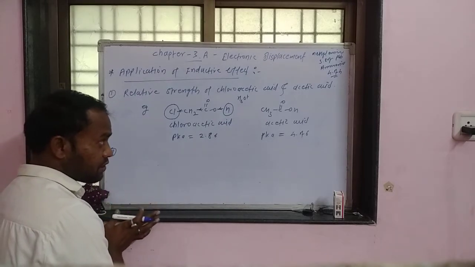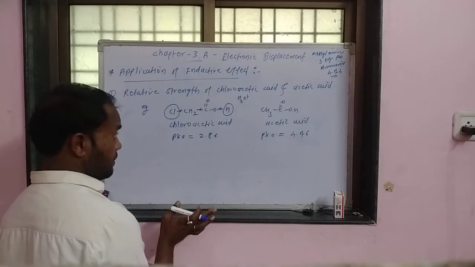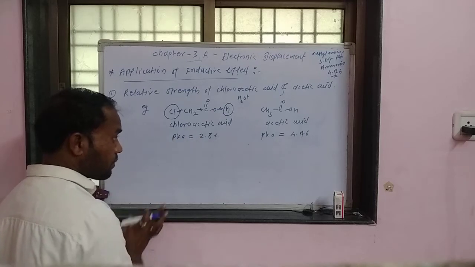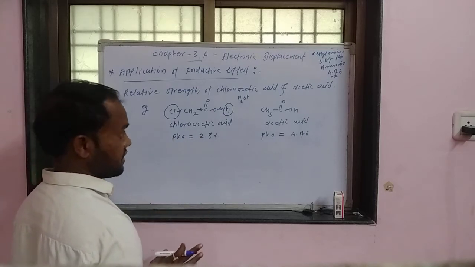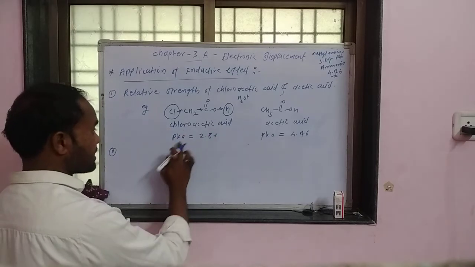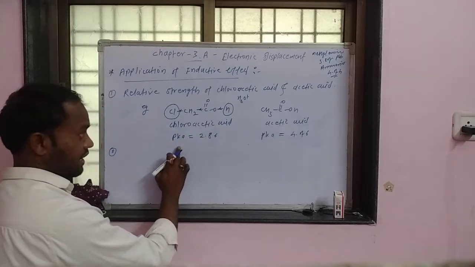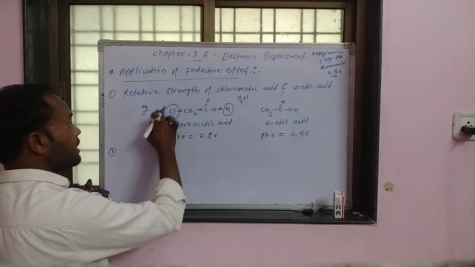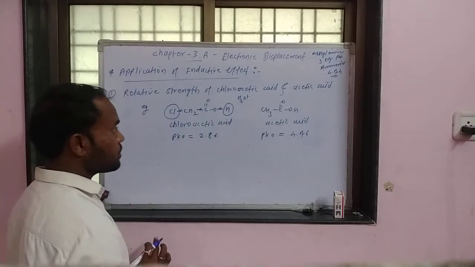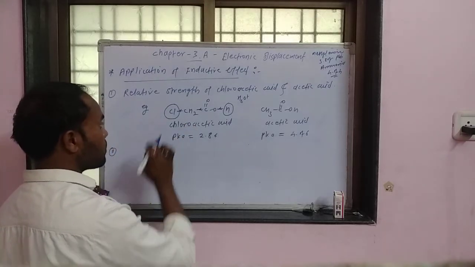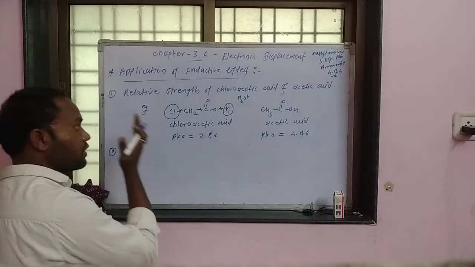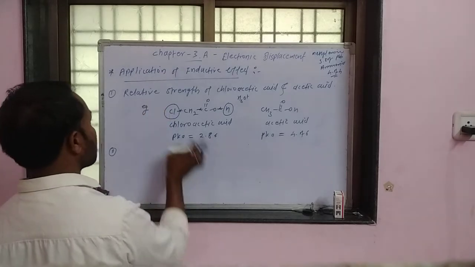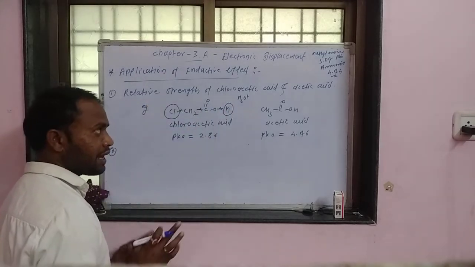The greater the strength of the acid, the lesser the pKa value. The lesser the pKa value, the greater the strength of the acid. Hence, chloroacetic acid is stronger than acetic acid, because the chlorine atom is present at the alpha position. This is an electron withdrawing group, drawing electrons toward itself. This is the explanation of the relative strength of chloroacetic acid and acetic acid.